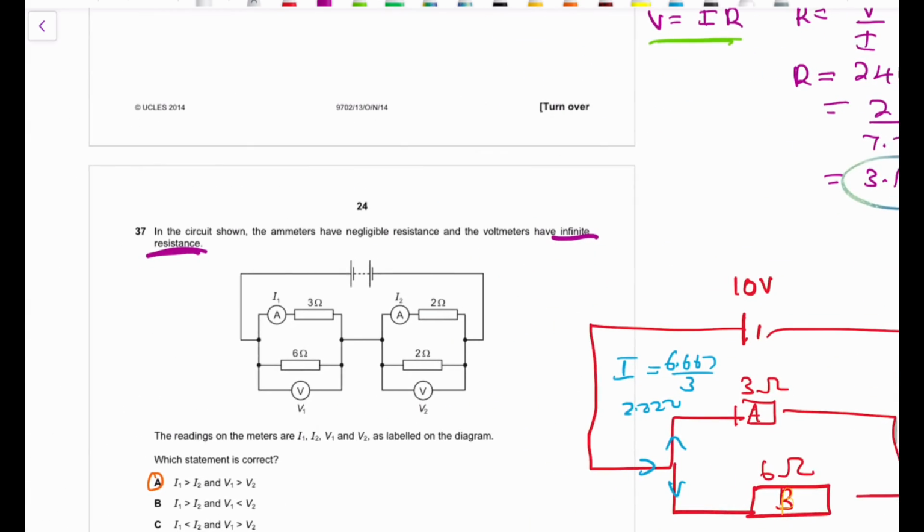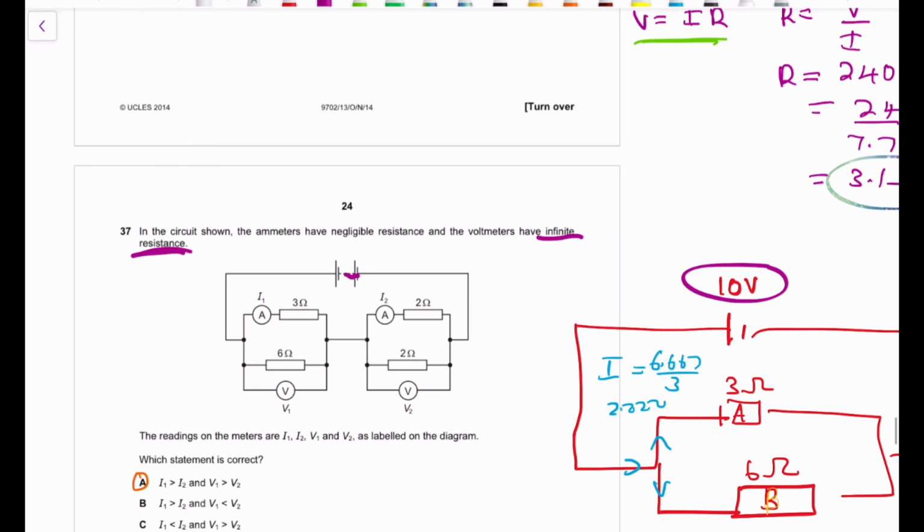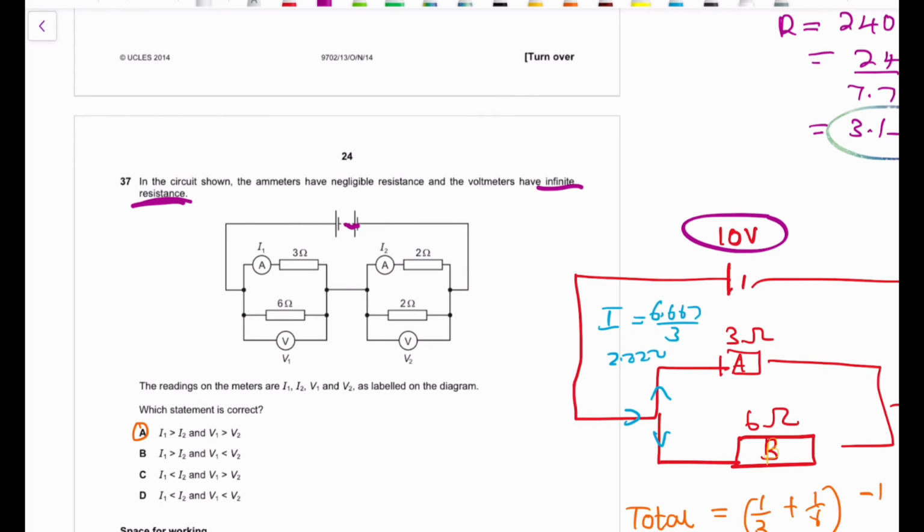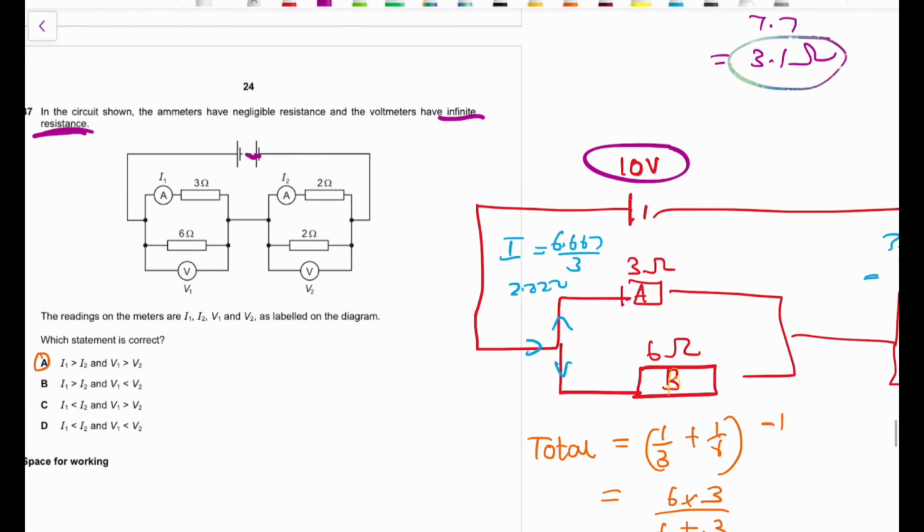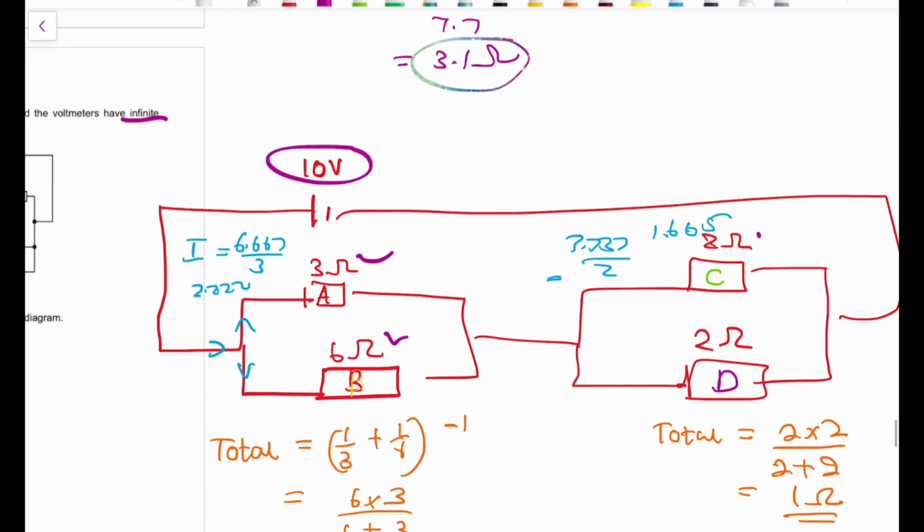By redrawing, it means that we have our power supply here. This is our power supply, and I just gave it 10 volts just for convention, so that we can be able to see what's going on. And we have two resistors, one with 6 and then the other one with 3. Here we have one with 2 and then the other one with 2.